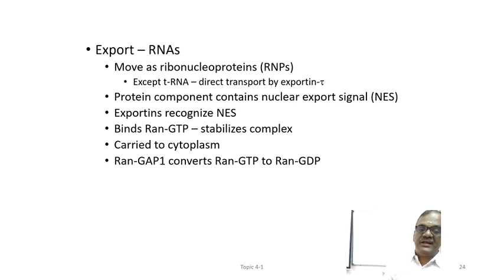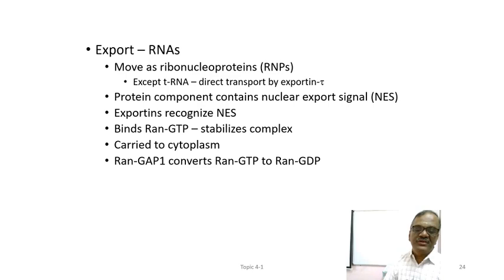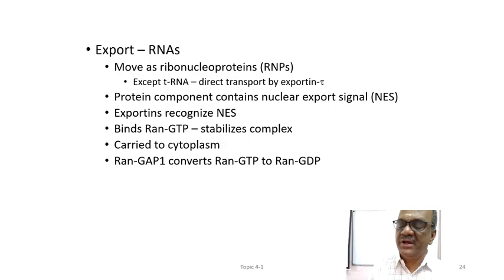In the case of the export of RNA, it moves as ribonucleoproteins. This is also an important one. You might have studied in a molecular biology course, what are ribonucleoproteins? RNPs are the ones responsible for protein production in the ribosomes. So ribonucleoproteins first accept tRNA, directed by an exporting transporter. For each and every molecule there is a specific attached exporting molecule, and it makes the nuclear export signal. The exporting recognizes that signal, then it binds to RAN GTP, carries it to the cytoplasm, and then it is dissociated.